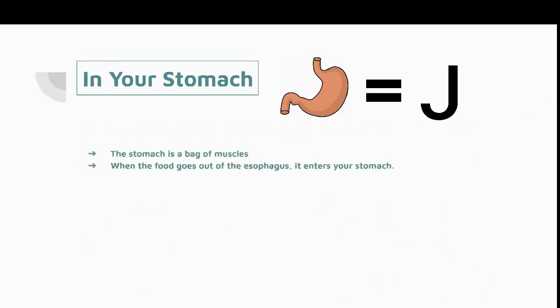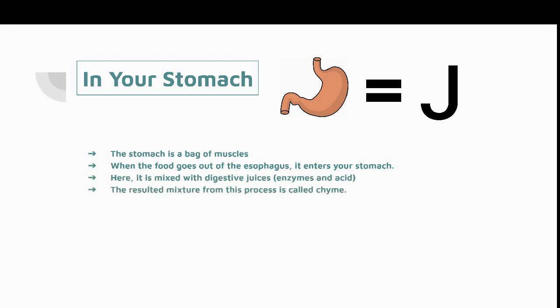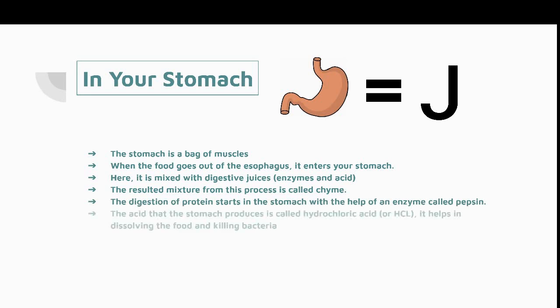When the food goes out of the esophagus, it enters your stomach. It is mixed with digestive juices. The resulting mixture is called chyme. The digestion of protein starts in the stomach with the help of an enzyme called pepsin. Hydrochloric acid, or HCl, helps in dissolving food and killing bacteria.